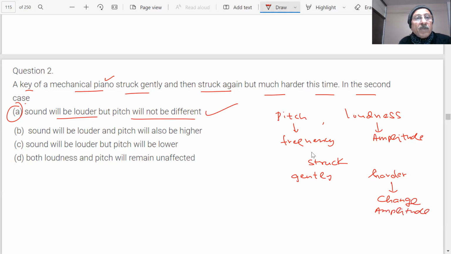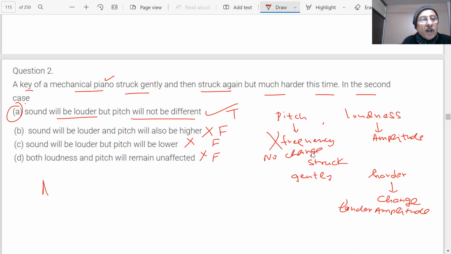And then what will happen? The sound will become louder. There will be no change in pitch. Therefore, the correct answer is A. This is wrong, false, false, false. This is true. The answer is A.